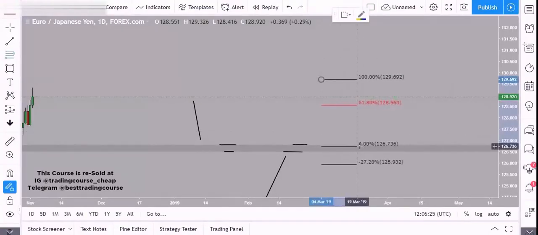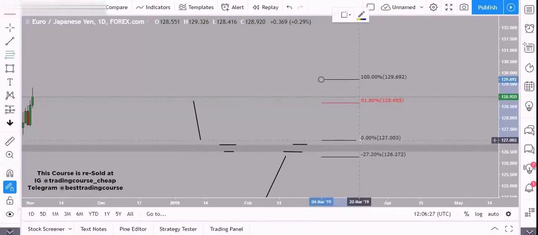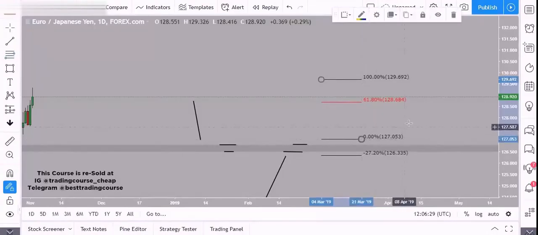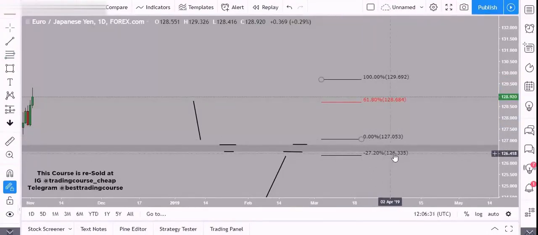When you're using, for example, minus 27, you're using fibs, and you have, let's say, minus 27 like that. So you have 126.50. The closest number from the numbers theory is 50, but also remember to use one number above from numbers theory.